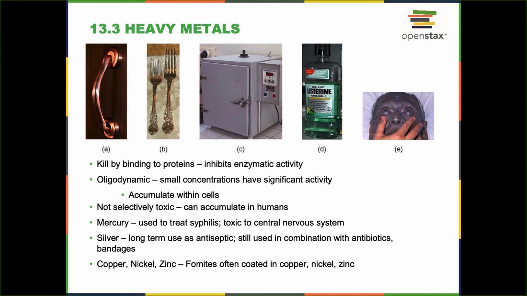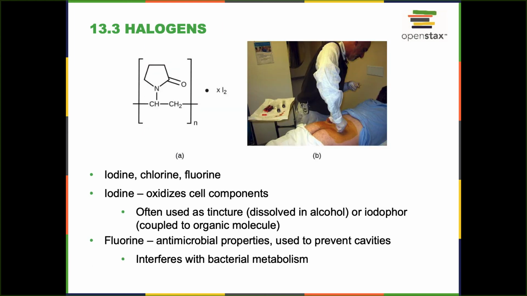And then things like copper, nickel, and zinc. Many of the old utensils and things like that were made from these heavy metals because of their antibacterial properties. So they do have an effect and are definitely useful for their application. But again, the big issue is that they're not selectively toxic, and they can definitely have an effect over long periods of time.